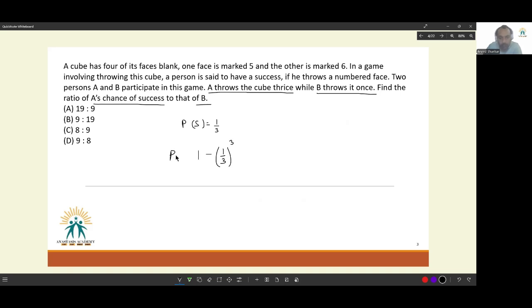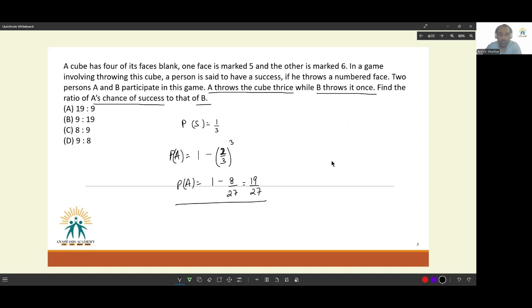This is probability of A's success, which will be equal to 1 minus, oh, this will be 2 by 3. Probability of failure is this. So 1 minus 8 by 27. This will be equal to 19 by 27. Probability of success for A is 19 by 27.